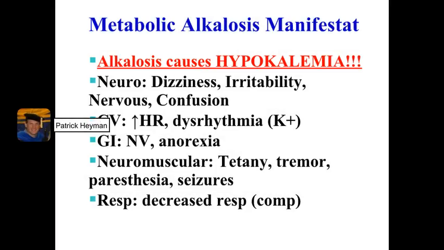Metabolic alkalosis. So remember, anytime the patient has alkalosis, that can cause hypokalemia. So again, you need to check potassium levels. So within the nervous system, we have dizziness, irritability, nervousness, and confusion. In the cardiovascular system, high heart rate and dysrhythmias because of low potassium. GI tract, we have nausea, vomiting, and anorexia. And in the neuromuscular, we have tetany, tremor, paresthesia, and seizures. And then in respiratory, you can have a decreased respiratory rate as compensation.